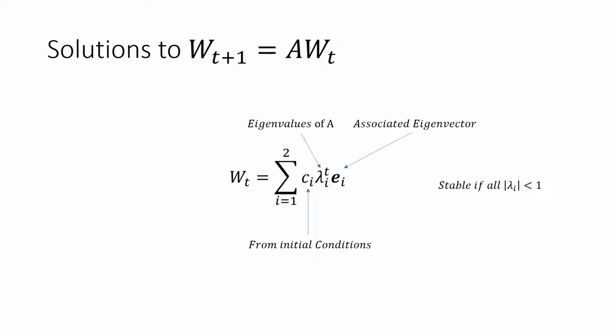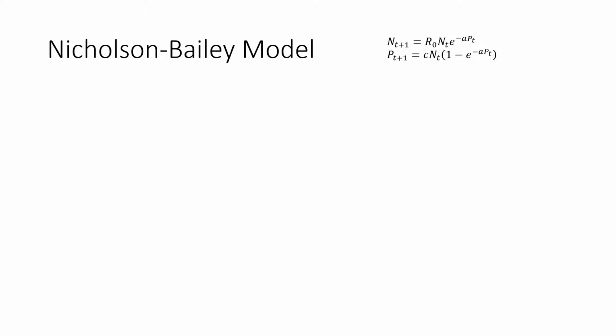To see how we can apply this, we will now look at an example. In the last example, we looked at the Nicholson-Bailey model, which, to remind us, is n_{t+1} = r0 * n_t * e^(-a p_t), and the term for population p is p_{t+1} = c * n_t * (1 - e^(-a p_t)).